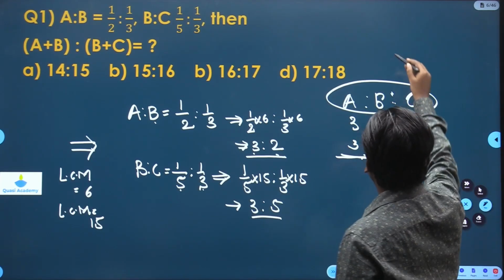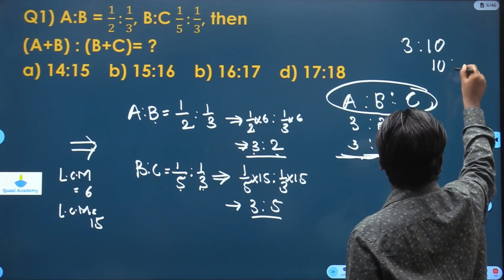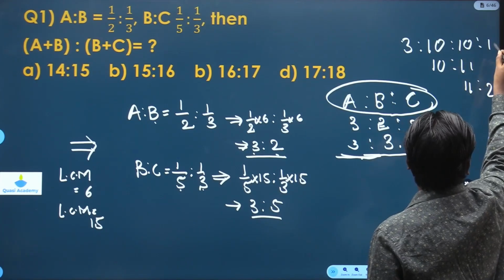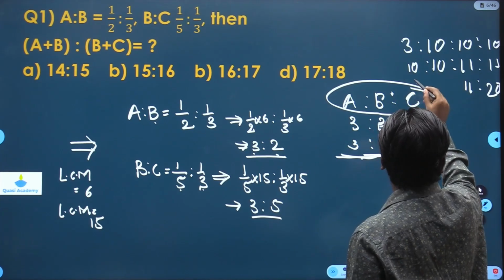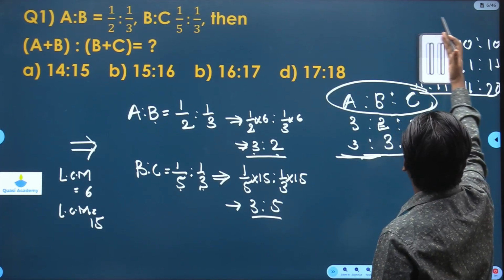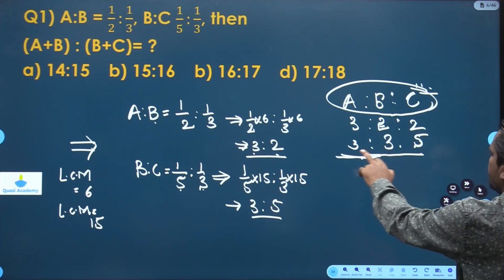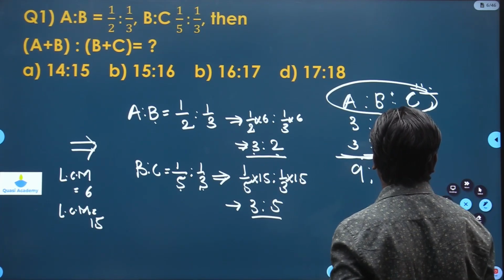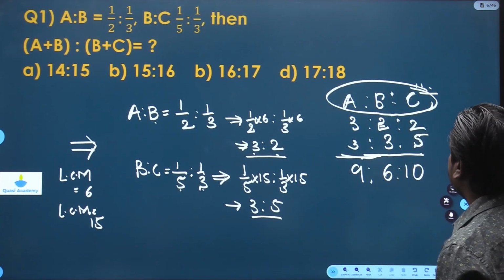For example, here 10 is there, so you write 10, and 11 is there, that's why you write 11. Then you just multiply, and you will find the answer for this type of problem. So here 2 is there, that's why I wrote 2 here, 3 is there, that's why I wrote 3 here. So the answer is 9 is to 6 is to 10.